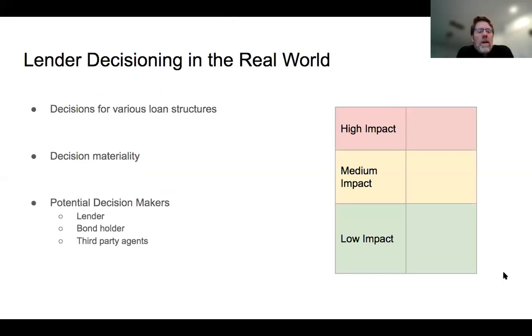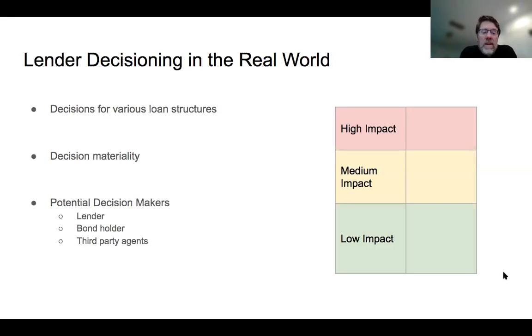So lender decisioning in the real world. How's it done, or what do people think about? Well, first you think about what's the loan structure. There's a variety of loan structures. And then you start to think about how important is the decision? What's the impact potentially on the chance of the lender getting paid back in full or not? We'll talk about it a lot of different ways, but at the end of the day, I think the lender really cares about decisions that impact the chances of them getting paid back. Everything else is kind of nice to have. That's the North Star.